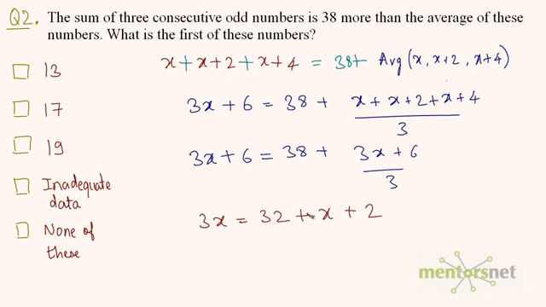So 3x minus x, if we move this x to the left hand side of the equals sign, we get 2x is equal to 32 plus 2, which is 34. Therefore x is equal to 34 by 2, which is equal to 17. Therefore our answer is option B.